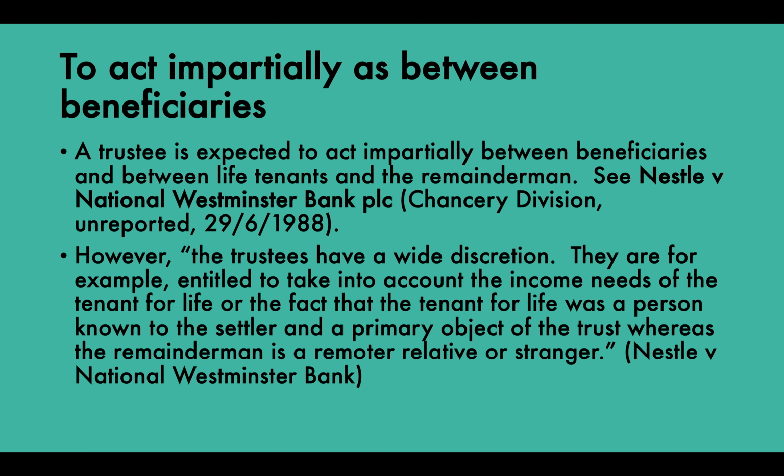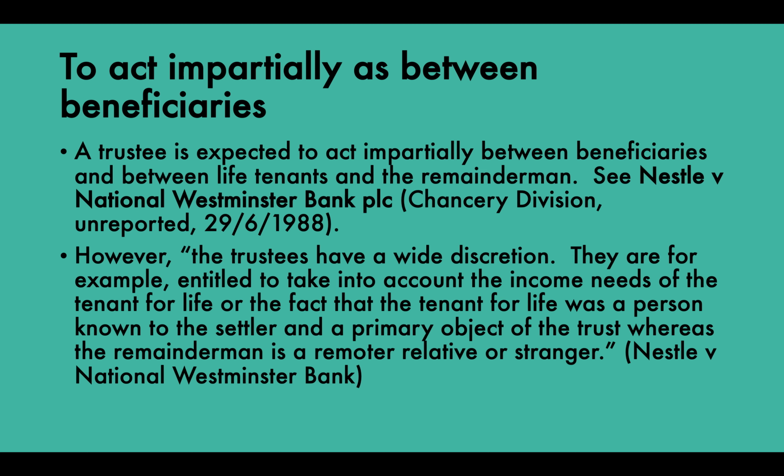So you cannot exercise your discretion in favour of your favourite member of the family and leave the rest with nothing, for example. Although courts tend not to interfere because trustees have a wide discretion, which is what we'll see in just a second in the Nestle case. So in general terms, a trustee is obliged to act impartially as between all of the beneficiaries, and that's really made clear in the Cohen and Scargill case from 1985.